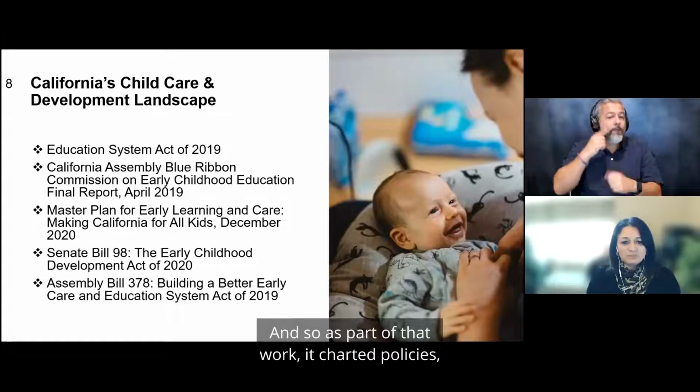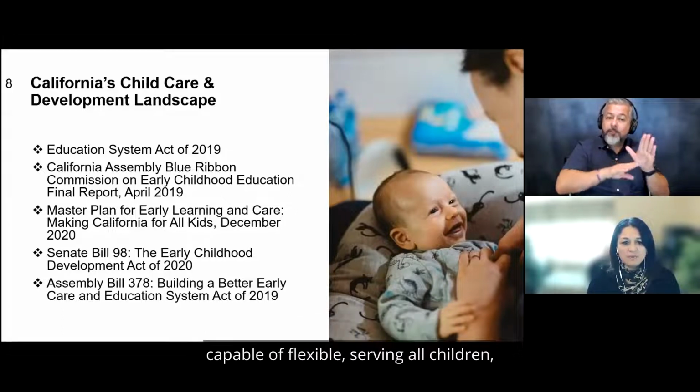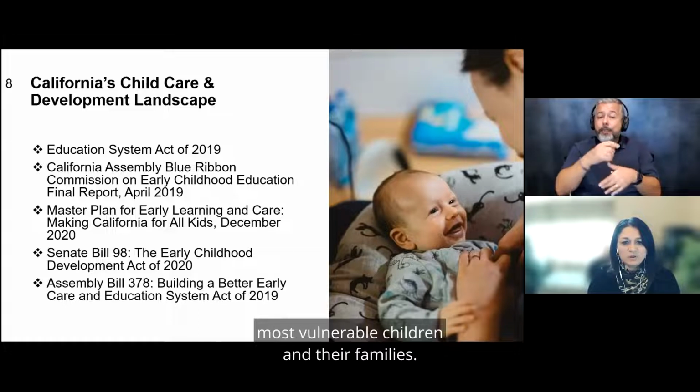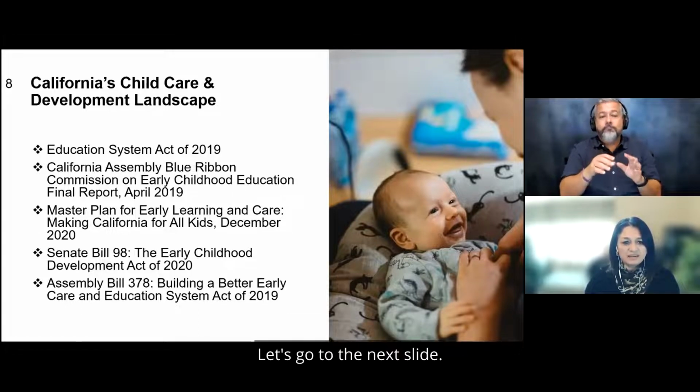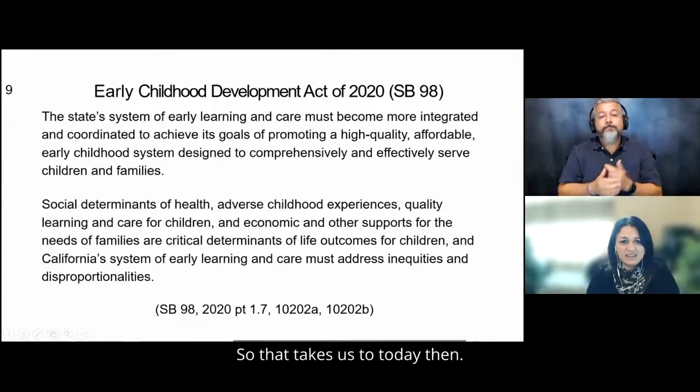As part of that work, it charted policies towards creating a child care and development system capable of flexibly serving all children while prioritizing the needs of California's most vulnerable children and their families. So let's go to the next slide. That takes us to today then.